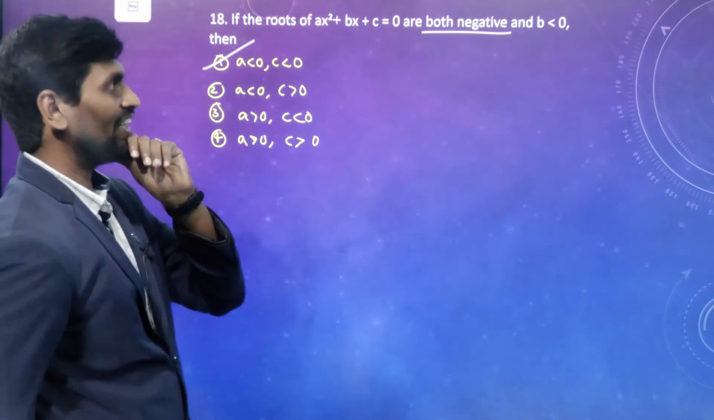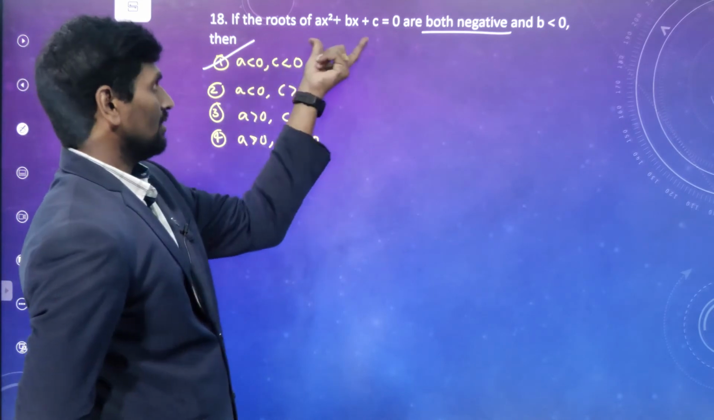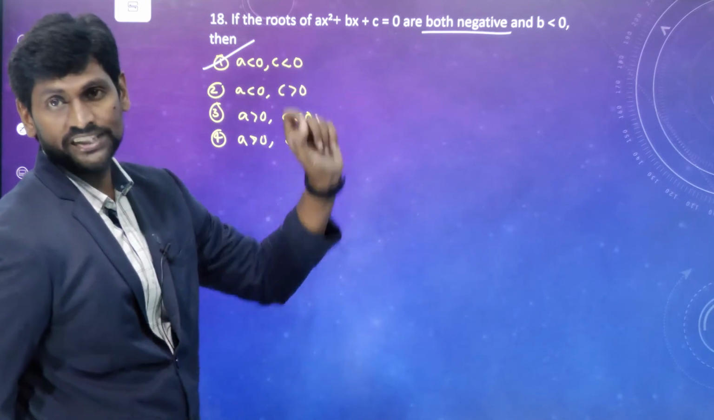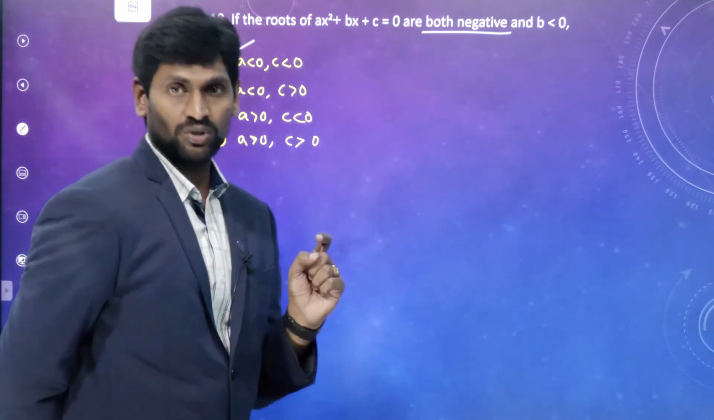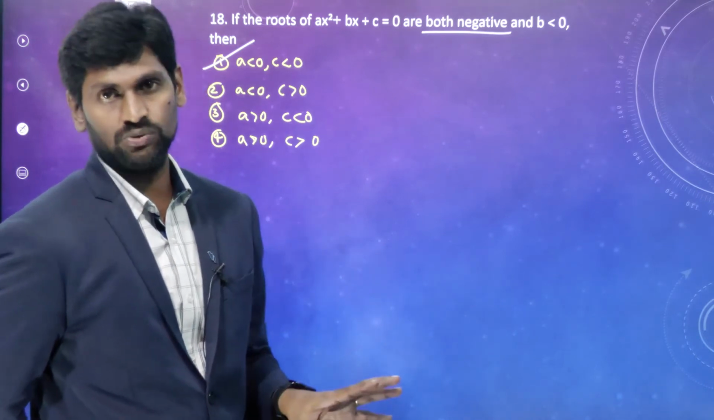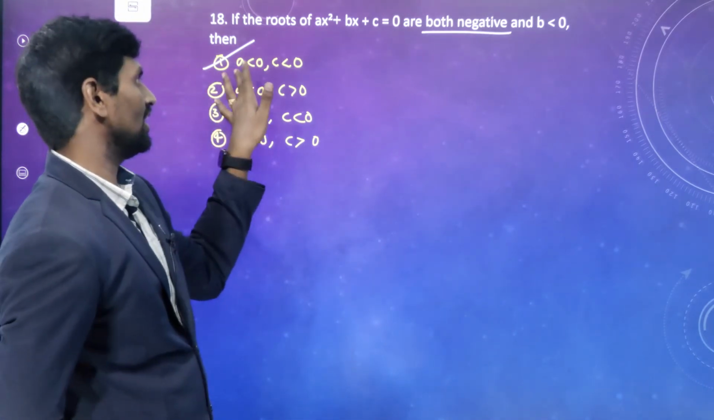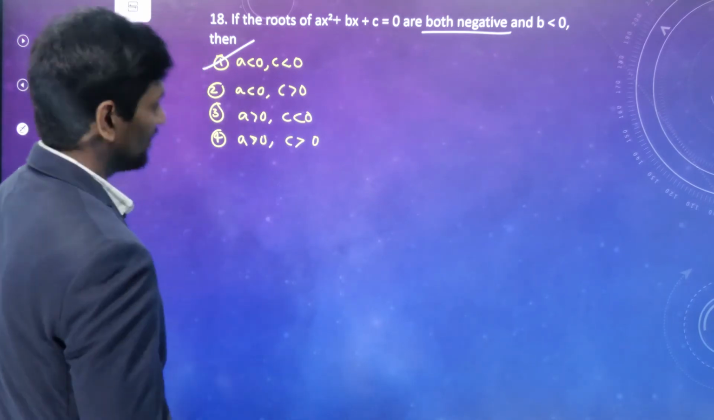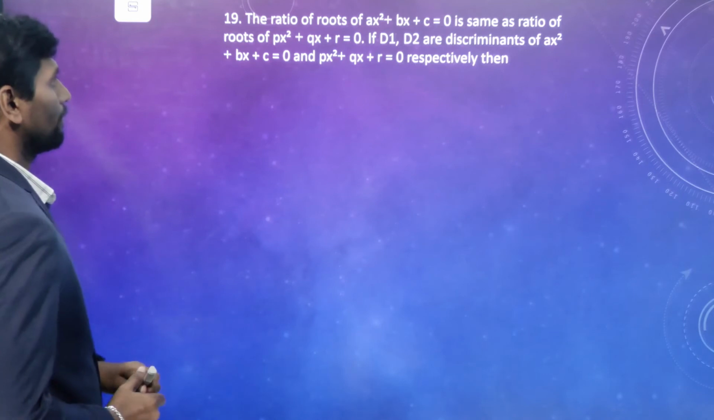The 18th one we have already discussed previously. Quadratic equation, both roots are negative. C by a value is greater than 0, then only it is possible. Both roots are positive or both roots are negative. In such a way, you should get that a less than 0 and c less than 0. Okay? Right. Going to the next.